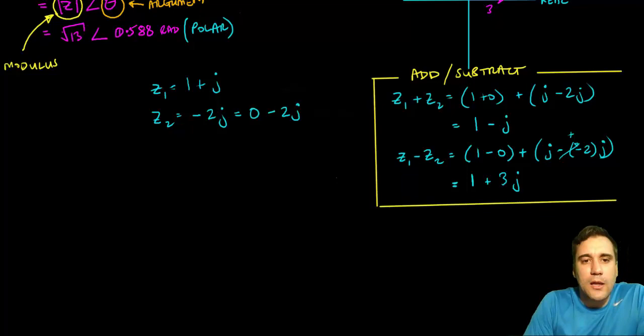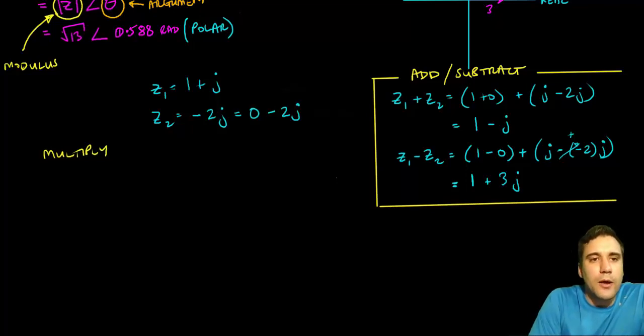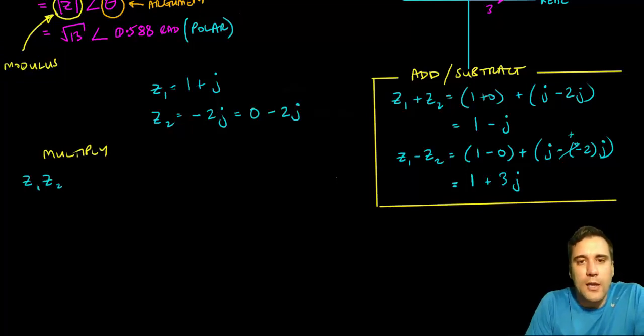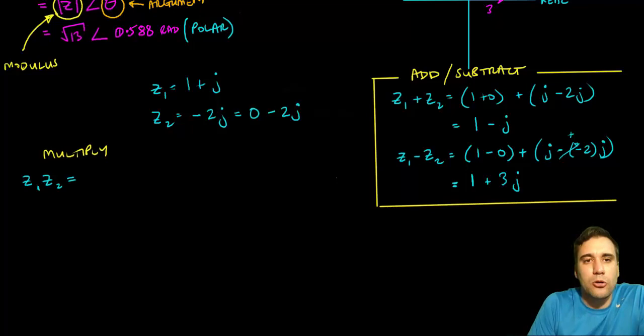And then what about if we multiply? Well, if we multiply, that's going to be a different situation, isn't it? We're going to have Z1 times Z2, and what does that equal? Well, the easier way to express this is by converting to polar form first. So in complex numbers, it is much easier to multiply complex numbers when they are in polar form.